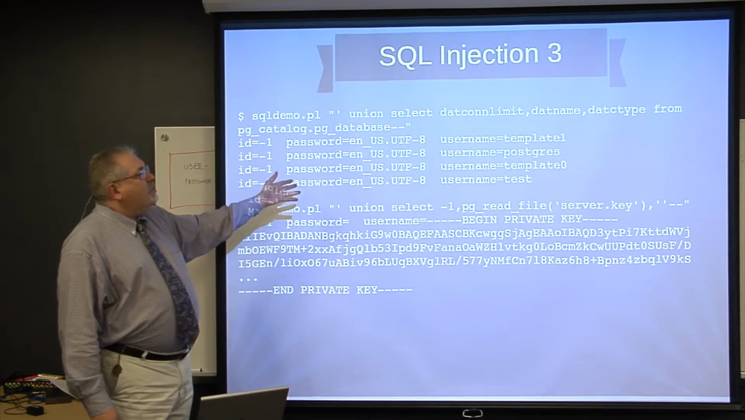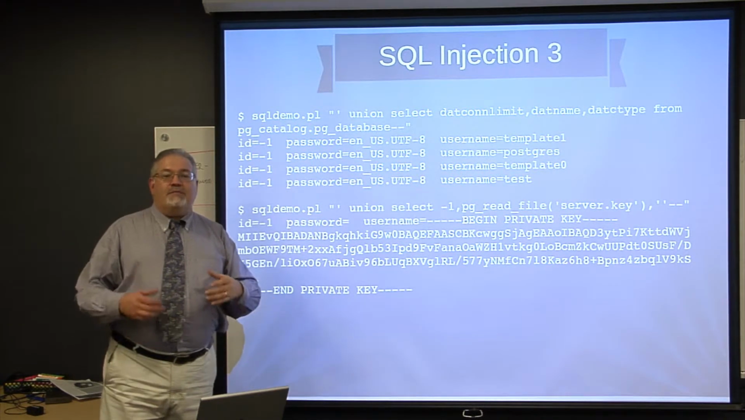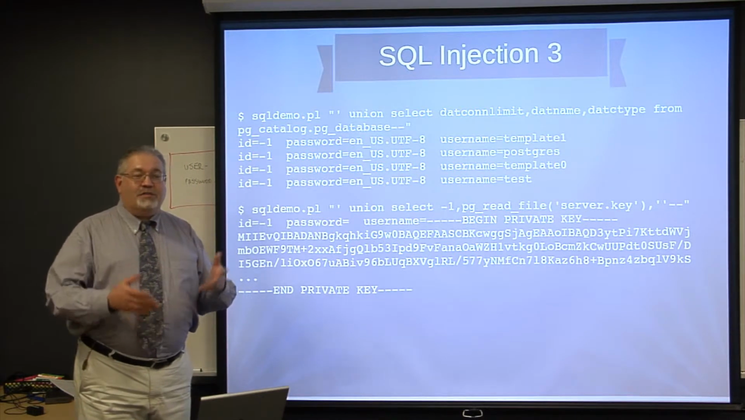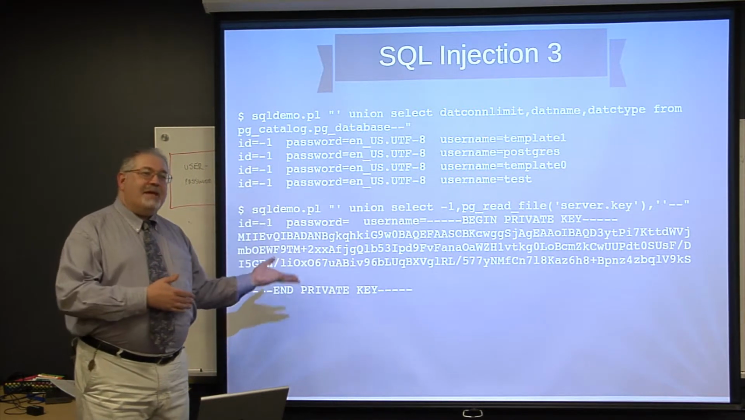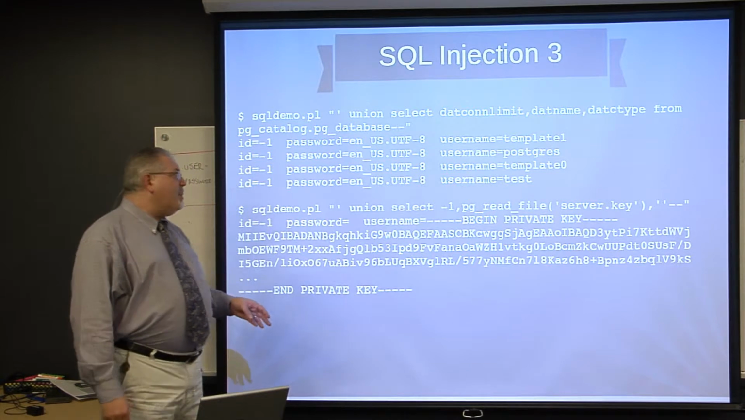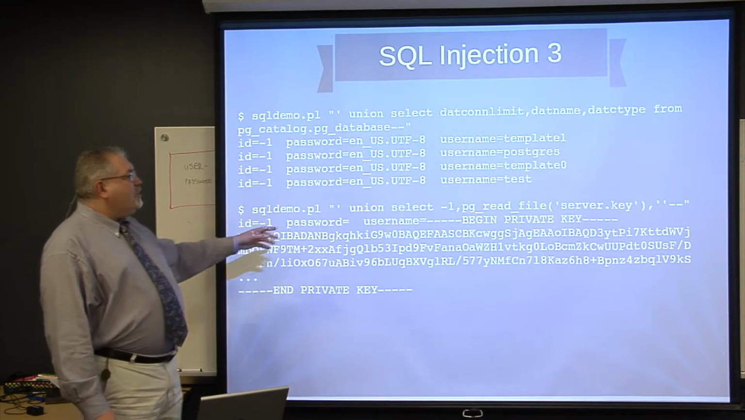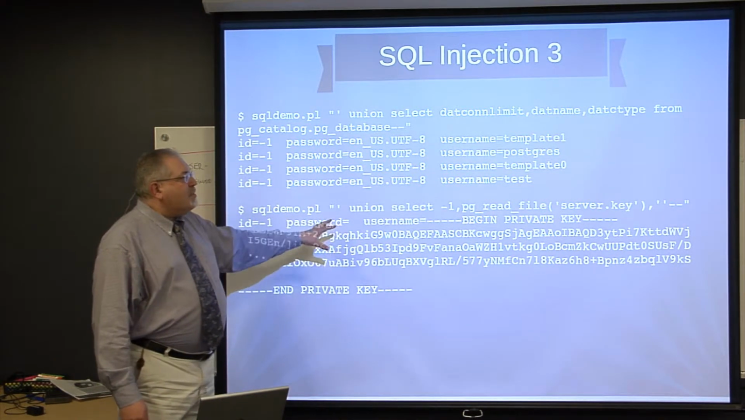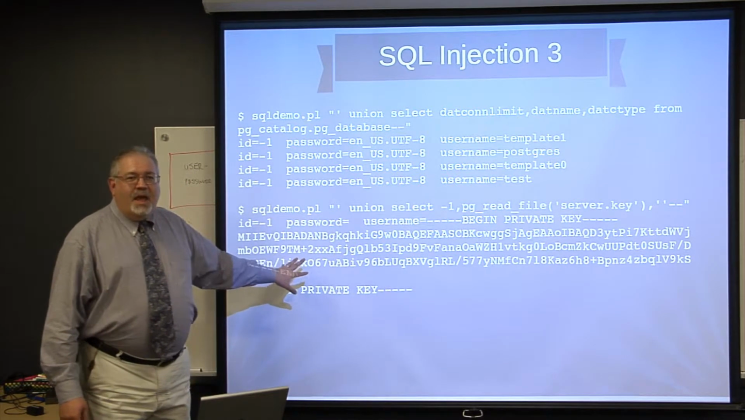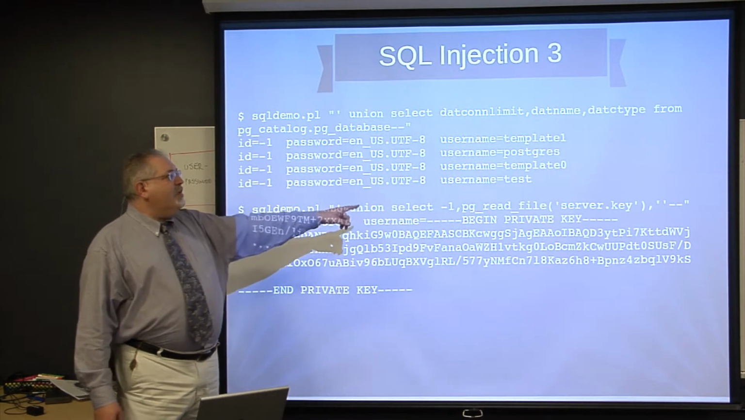Someone who's looking for information like what other databases are on this juicy server, this is how you'd get it using SQL injection. And with union, you could do something even more nasty. You can get the server's private key. And that's an interesting issue with pg_read_file.